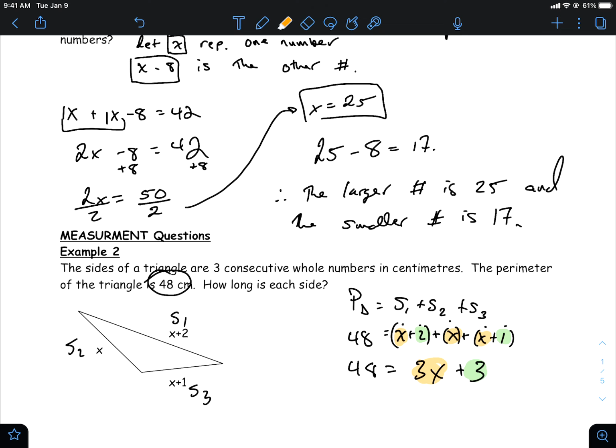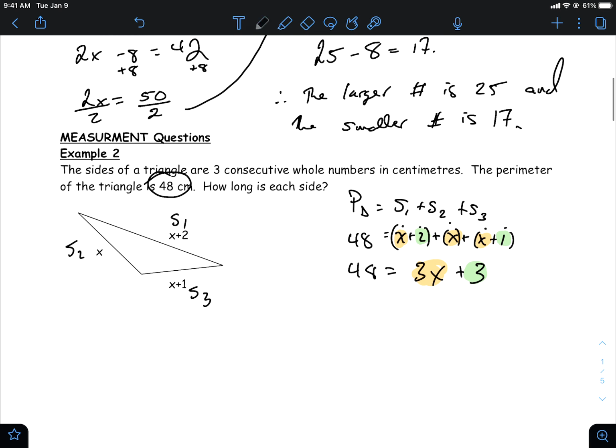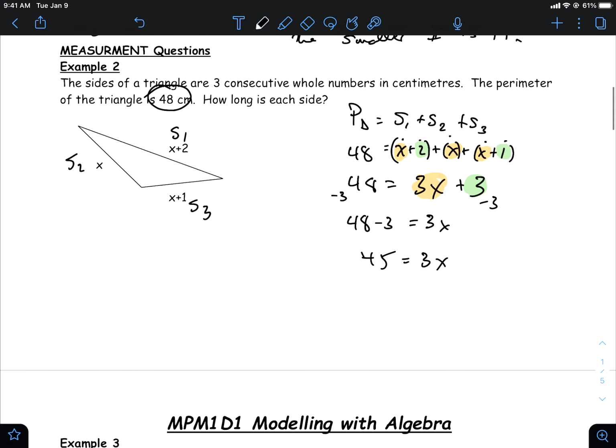Let's solve for x. Once you have x, then you can put x into the picture and solve for each of the side lengths. Okay? So it appears Declan might have been right. So 48, to get the numbers on the left, you take 3 away from both sides. So it's 48 minus 3 is equal to 3x. So 45 is equal to 3x. And to get x by itself, divide by 3, divide by 3. X is equal to 15.